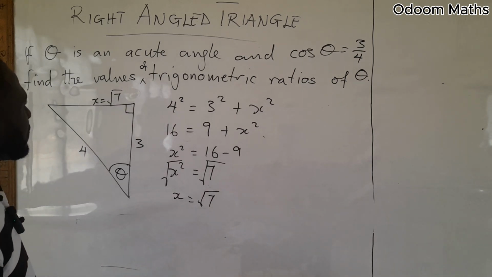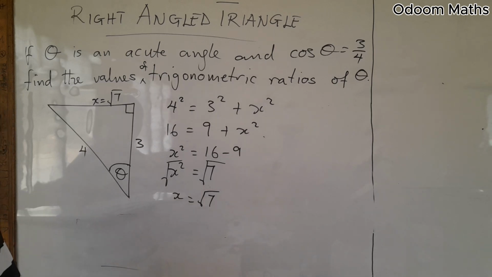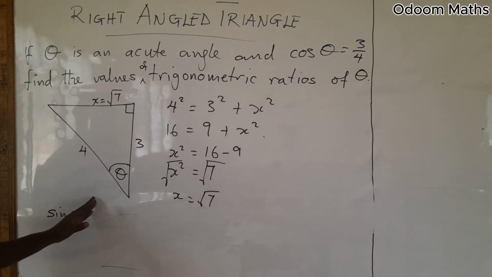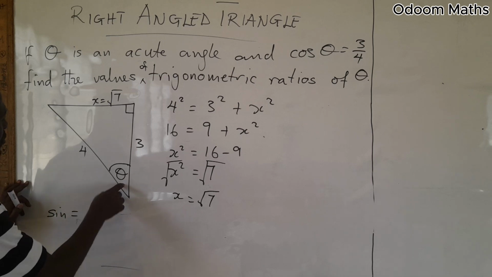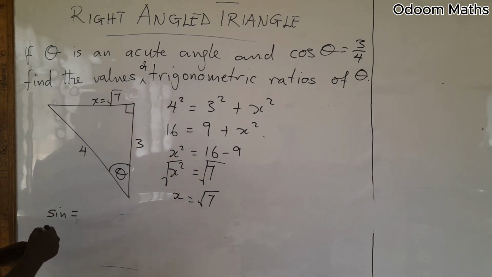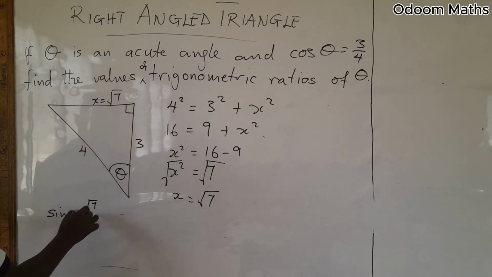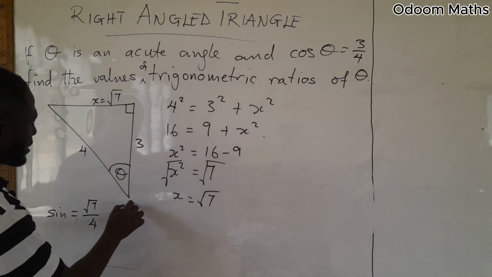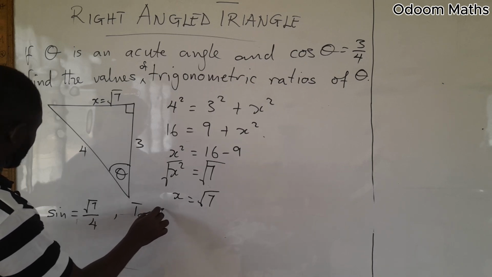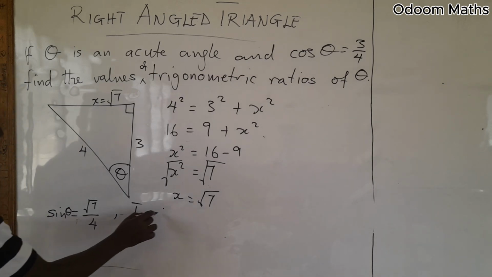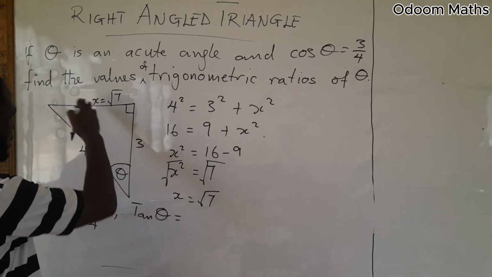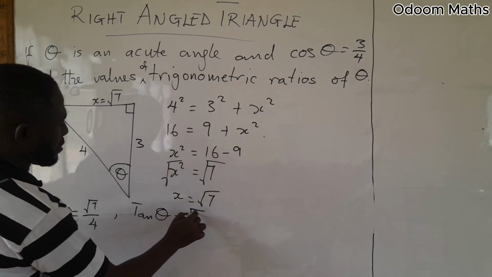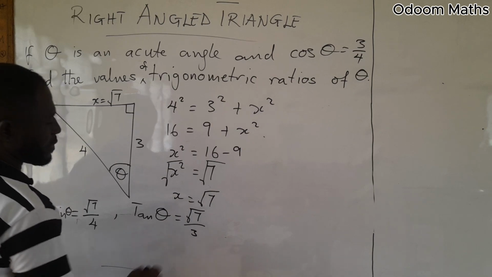Okay, now we are told to find the other trig ratios. Sine is equal to opposite over hypotenuse. This side is opposite to the angle, and this is the hypotenuse, so that is going to be root 7 over 4. Then cos is given already, so we need tan theta. Tan is opposite over adjacent, so root 7 over adjacent, that is 3.